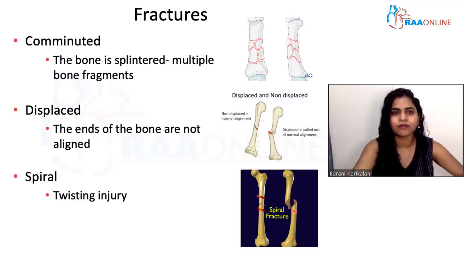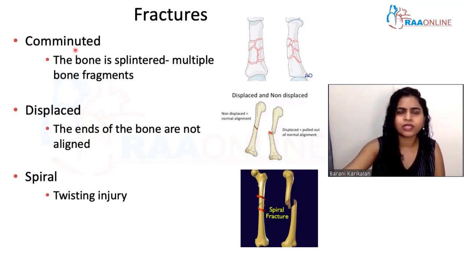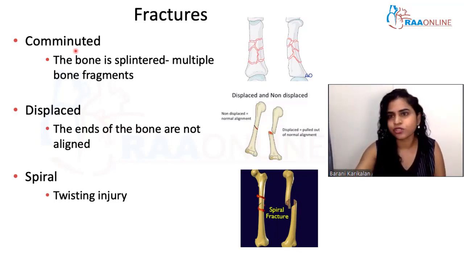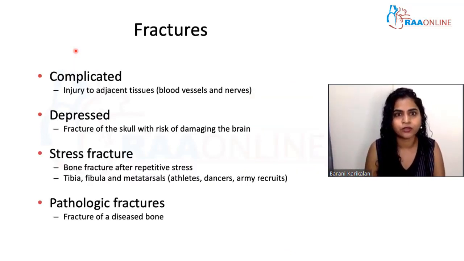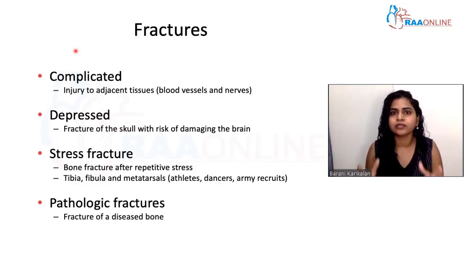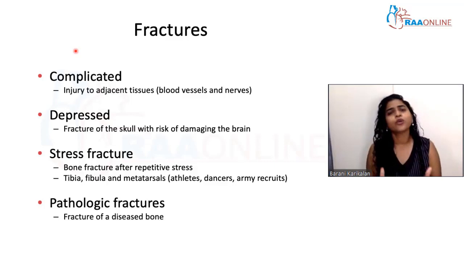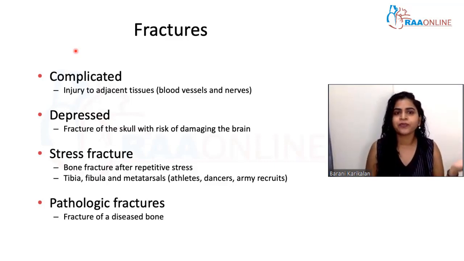It's just the name and you have to know the types. Once you know the name, the description goes by the name. So there's nothing difficult in fractures. I hope it's easy, and I'll move on to other fractures, which are complicated fractures. Complicated fractures are when the adjacent tissues are also damaged, adjacent soft tissue, blood vessels and nerves. When they are damaged, it's complicated. Depressed fracture happens only in the skull.